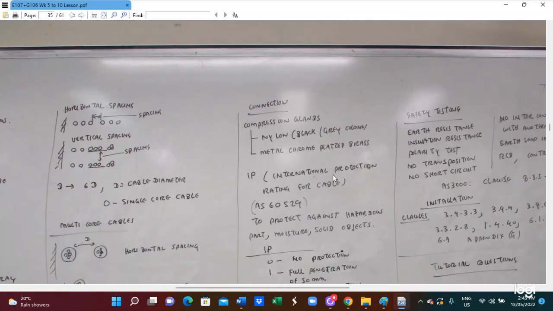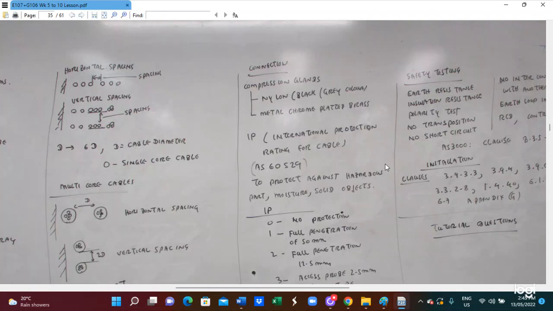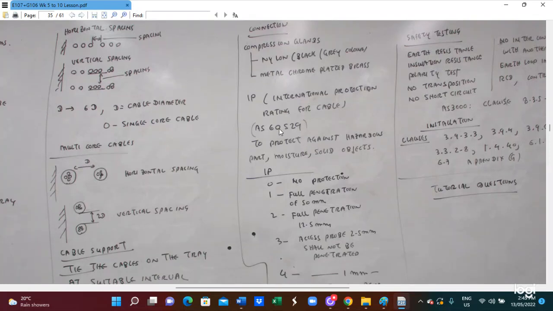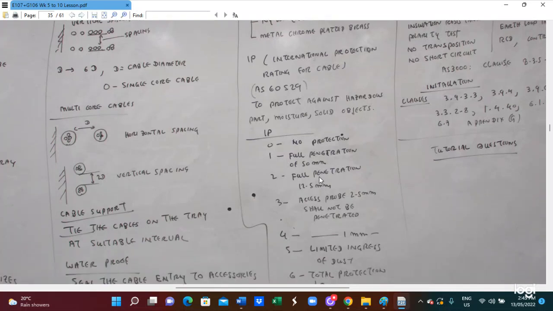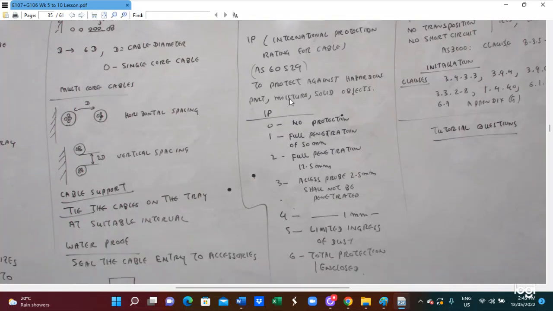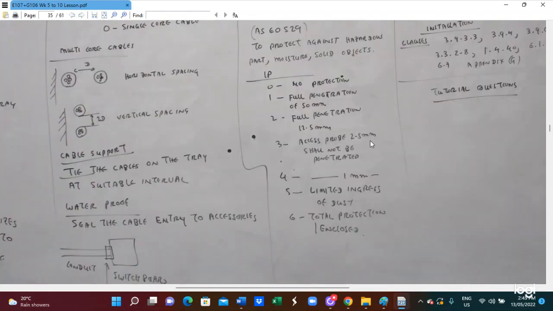Okay, so compression glands are also connected. Compression glands are nylon or chrome plated metal. For industrial international protection systems, we have to follow AS 60529. Here is the protection against hazardous material. In this case, we have to follow the IP rating. IP0 is no protection. IP1 is full protection from 50 millimeter objects. IP2 is full protection from 12.5 millimeter objects. IP3 is an access probe of 2.5 millimeter.